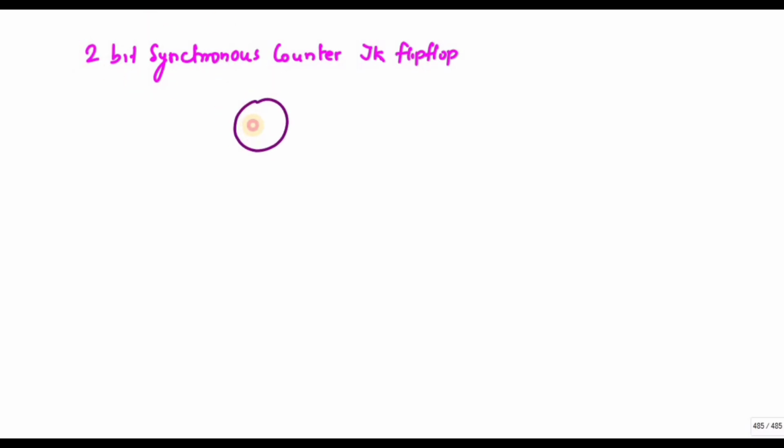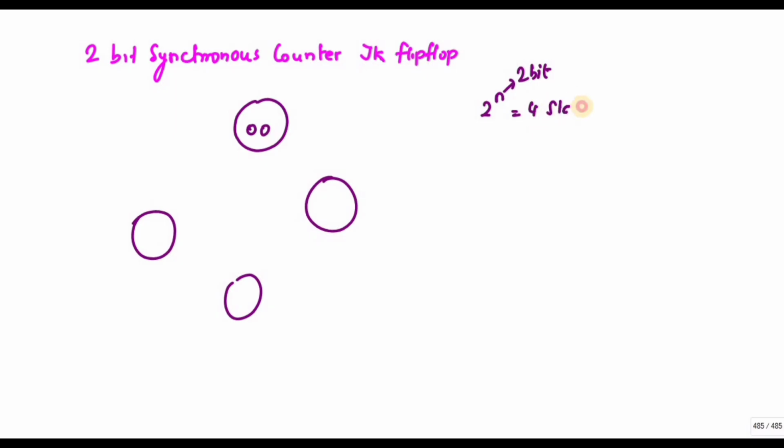That is nothing but 0, 0. The 4 states, right? Since it is 2-bit, you have 4 states.